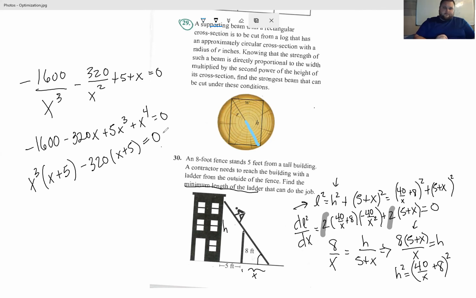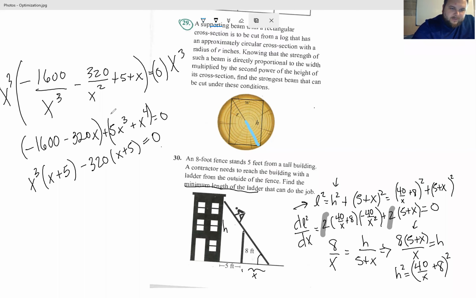I have no clue what you just did. No, I was following you. It was just like, at this step, I multiplied through by x cubed on both sides, right? So I got this next line. And then the next line, I grouped these two, and I grouped these two.